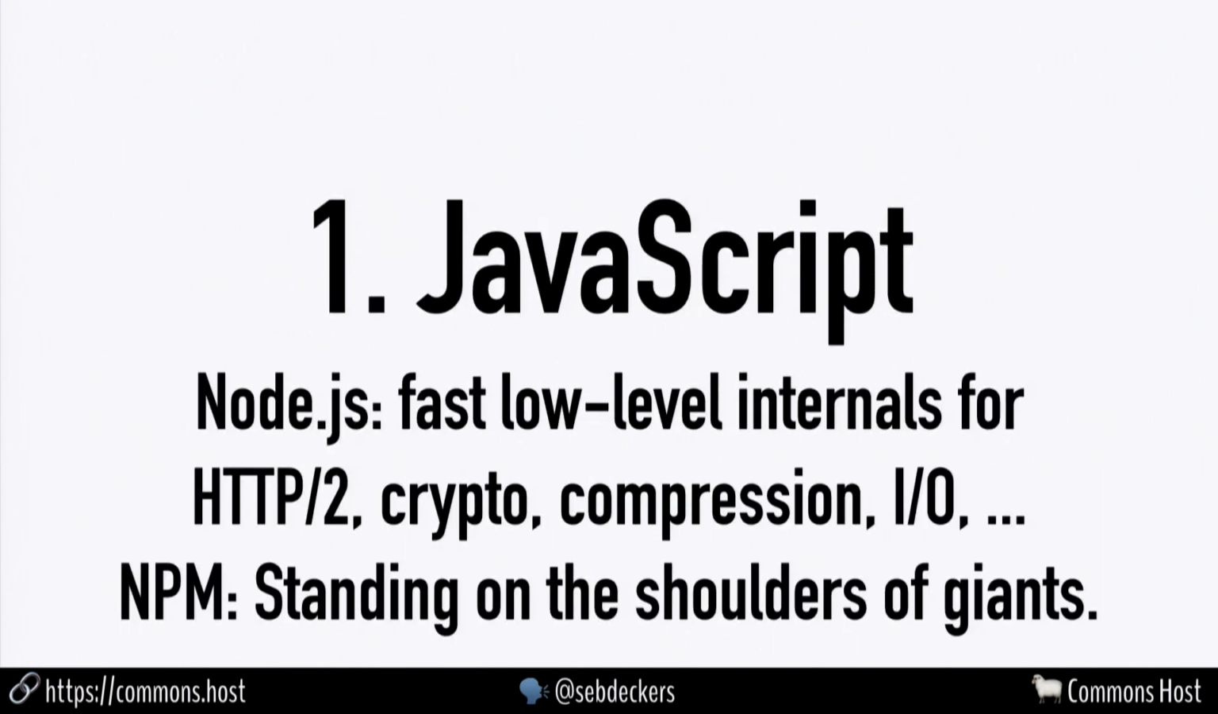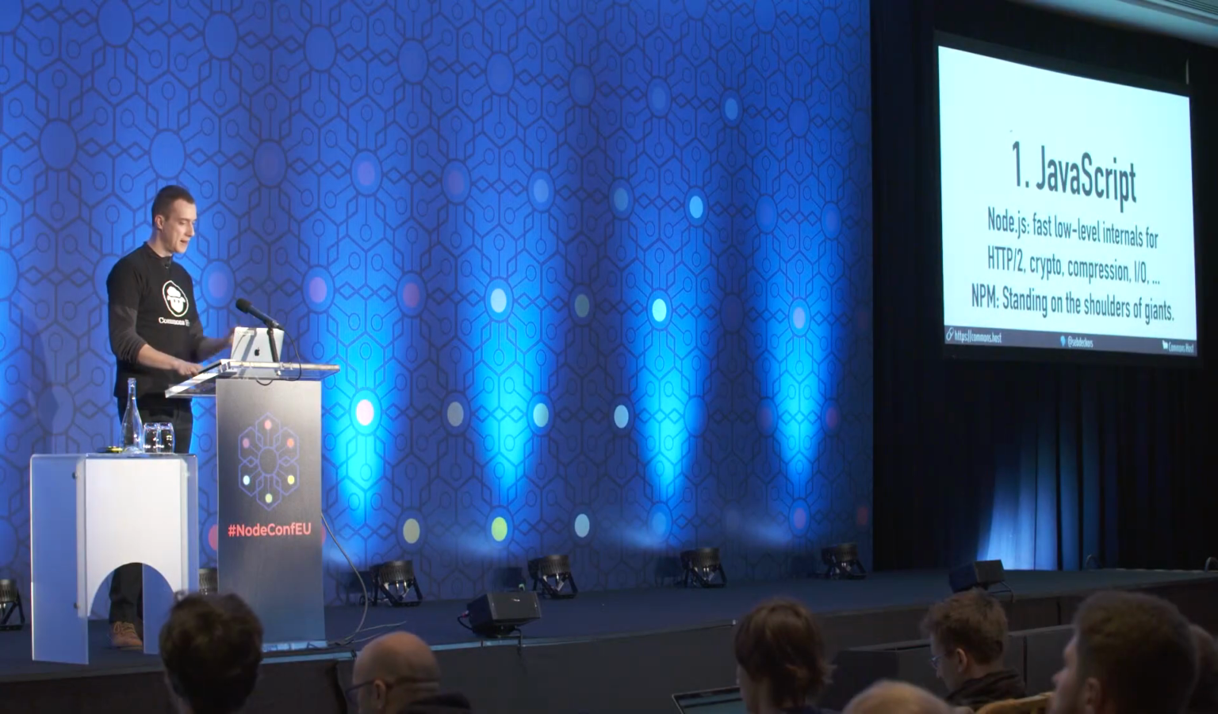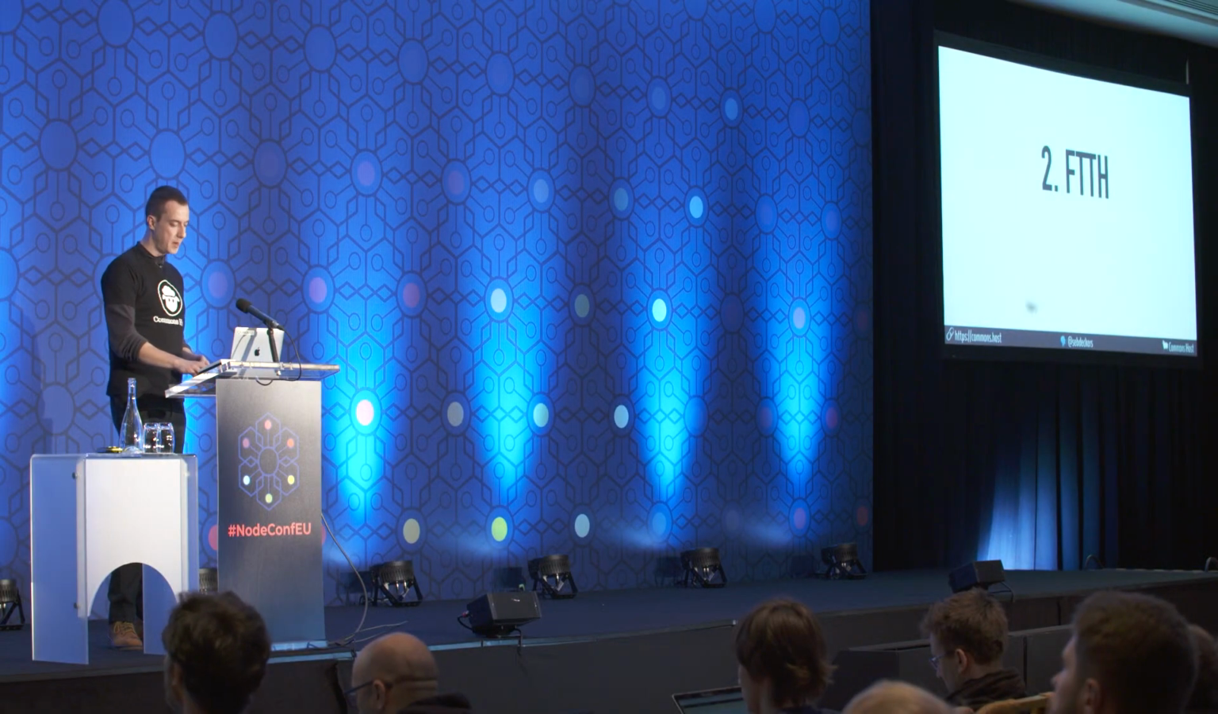So JavaScript, Node.js is amazing at exposing really fast, low-level libraries written in C or C++, giving a really beautiful API on top of that and making it super amazing for developers to build on. And with NPM, we don't even have to build on it because we can just use other people's stuff, which is awesome. A lot of these people here, I owe a lot of gratitude to. Then second, fiber to the home.